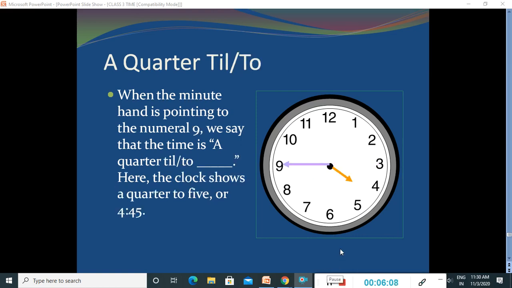Now observe this. Here the minute hand is pointing to the numeral 9. At 9 we have 45 minutes. And the hour hand is between 4 and 5. That means 4. So the time is 4:45. Means 15 minutes are left for 5. And you can say quarter to 5. Both the times are the same. We can say quarter to 5 or we can say 4:45.